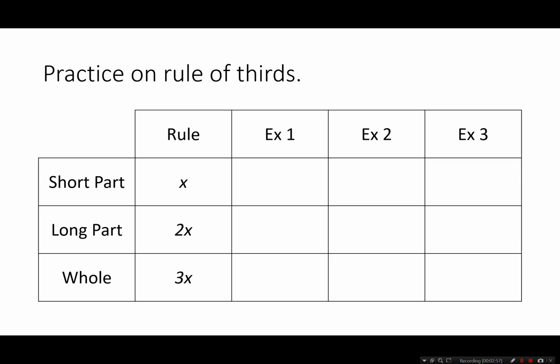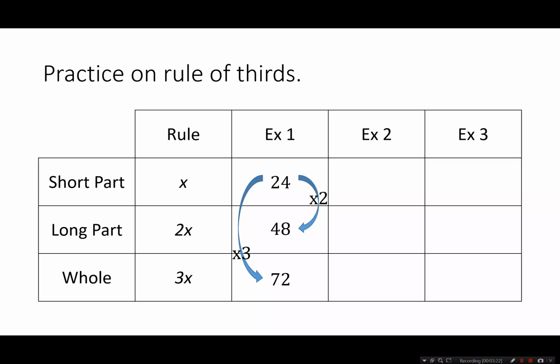For the first one, we're going to say that the short part is 24. This is very straightforward. If we're trying to find how long the long part is, we just take 24 and multiply by 2. That gives us 48. And if we have to find the entire line, we can take 24 and multiply by 3, which ends up giving us 72.